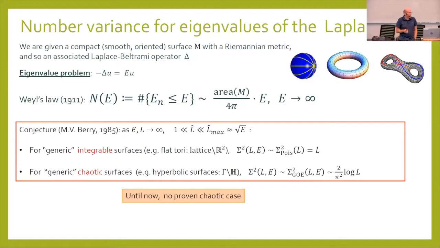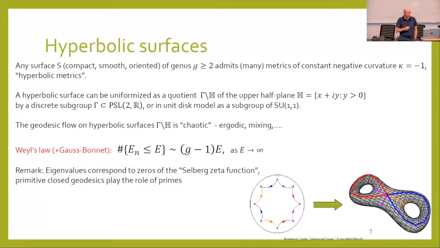So I should say until now, there is no proven case in this chaotic setting. It's something that looks very, very difficult. So let me focus on the case of hyperbolic surfaces. It's a chaotic case. So you take, as I said, a surface of higher genus and then put a metric of constant negative curvature, let's say curvature -1. And such a surface, by uniformization theory, you can present as the quotient of the upper half plane by a discrete group of hyperbolic isometries.